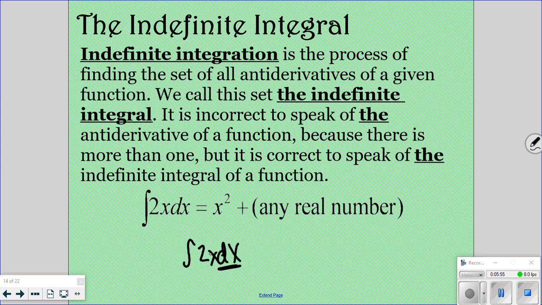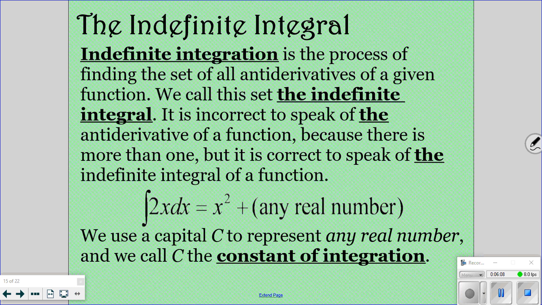And so the integral of 2x is going to be x squared and then plus some real number. We don't know what it is. It could be 0. We don't know. And so we use a c to represent any real number, and we call the c the constant of integration.